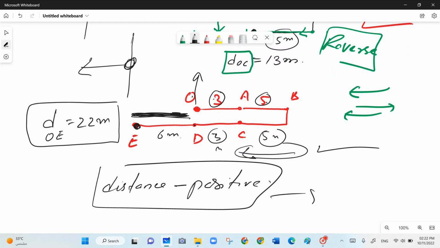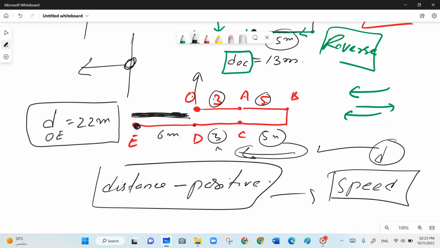This I will explain in the video I will make for speed, because it is directly related to the calculation work related to speed. Maybe today or tomorrow I will make the video for speed. There I will also show you how mathematically we can calculate the distance using the equation, the formula.